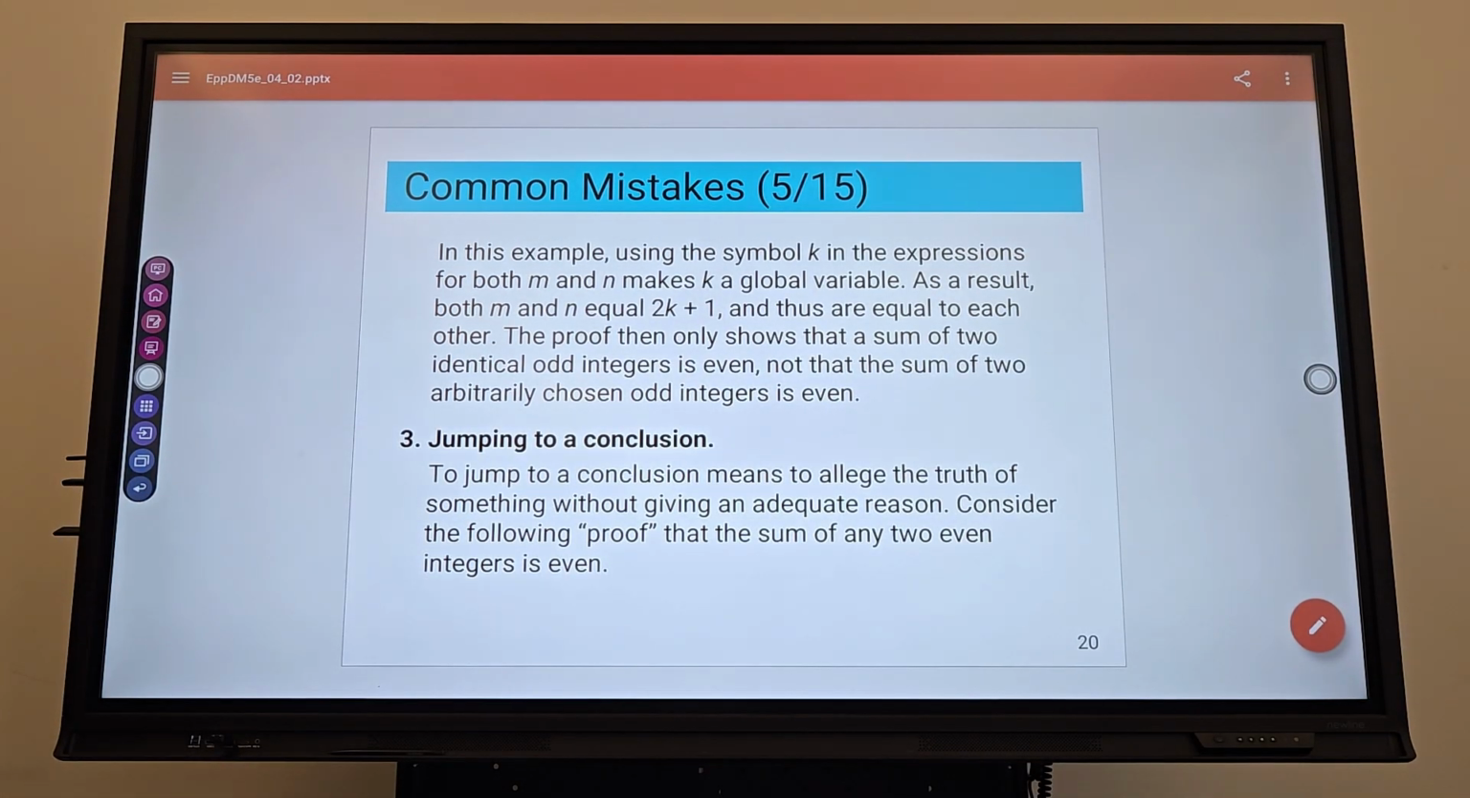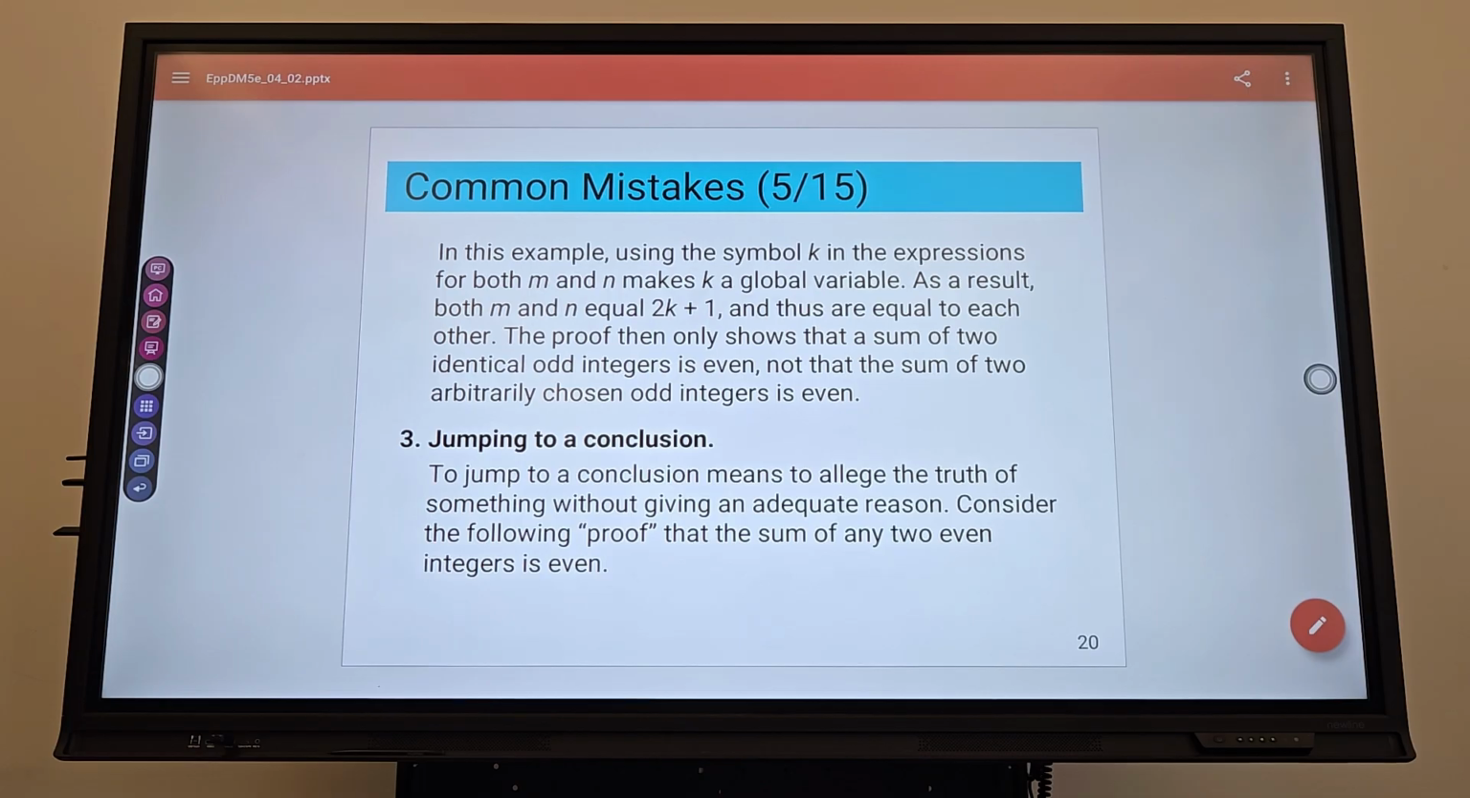In this example, using the symbol k in the expressions for both m and n makes k a global variable. As a result, both m and n are equal to 2k plus 1, and thus are equal to each other. The proof then only shows that the sum of two identical odd integers is even, not that the sum of two arbitrarily chosen odd integers is even.